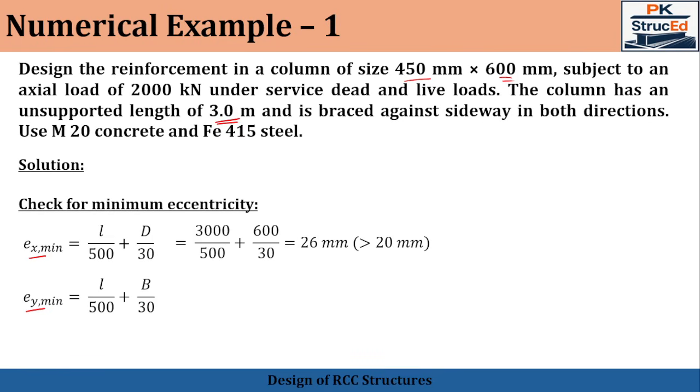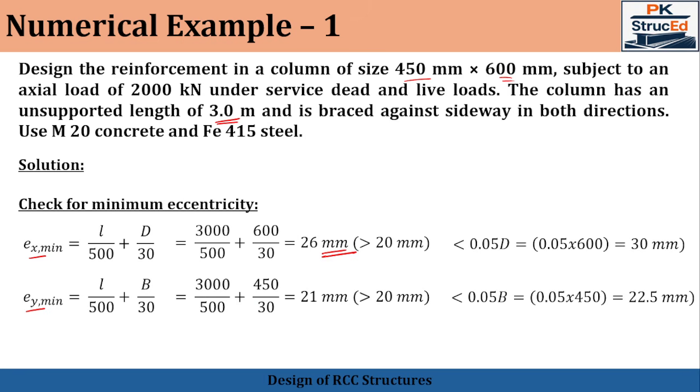So all the values are known, substitute that value, and in no case should this value exceed 20 mm in both the directions. If it is not exceeding 20 mm, obviously it is well within the axially loaded case. So we don't need to check the other condition, that is, it should be less than 5% of the cross-section dimension. Again, I am repeating, if any of these values is less than 20 mm, this check is not required.